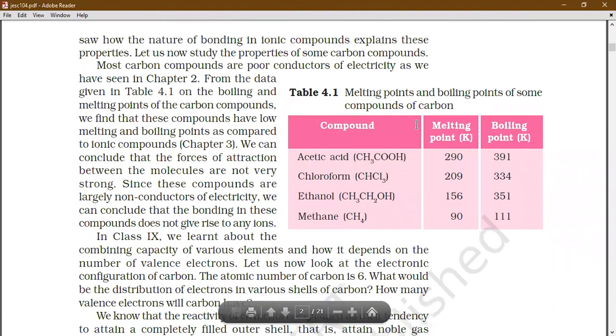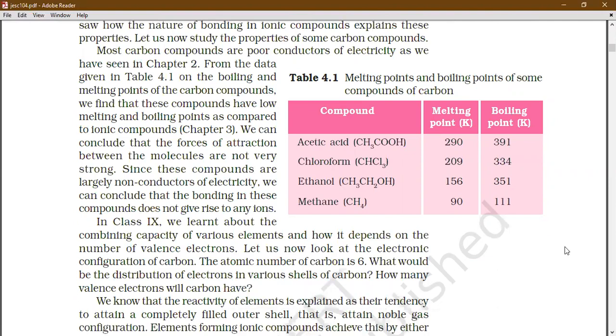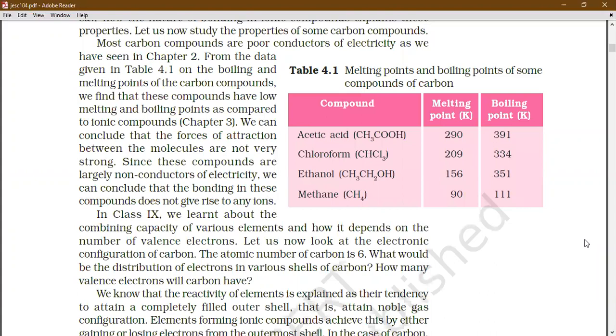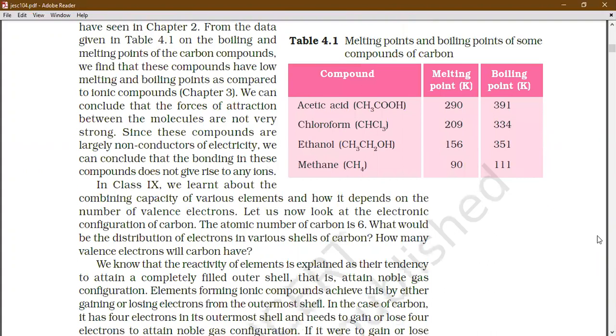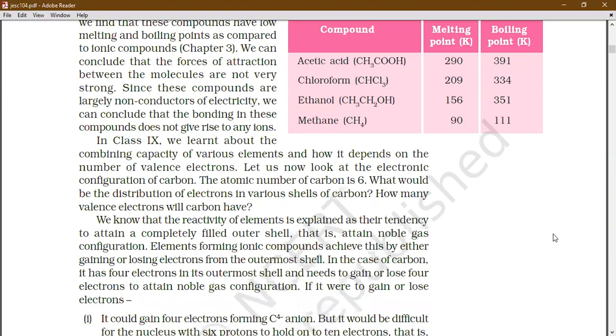Most carbon compounds are poor conductors of electricity, as we have seen in chapter 2. From the data given in table 4.1 on the boiling and melting points of the carbon compounds, we find that these compounds have low melting and boiling points as compared to ionic compounds. We can conclude that the forces of attraction between the molecules are not very strong. Since these compounds are largely non-conductors of electricity, we can conclude that the bonding in these compounds doesn't give rise to any ions. In class 9, we learned about the combining capacity of various elements and how it depends on the number of valence electrons.